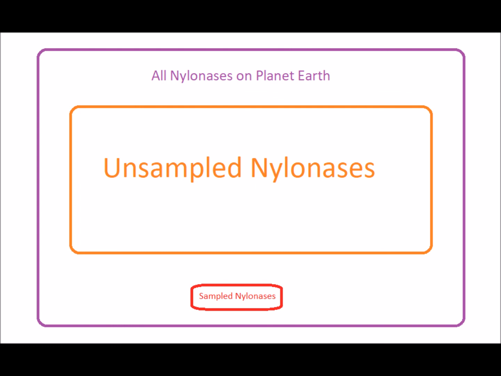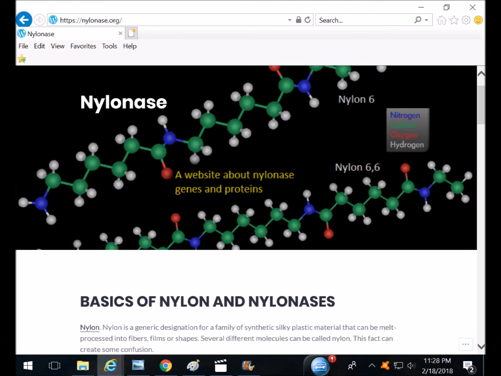And beyond that, this is just a small sample size of all the creatures on the planet. GenBank and these databases contain probably sequences that are sampled from less than 1%, maybe far less than 1% of all the creatures on the planet. So this suggests that there is an immense number of nylonases throughout the biosphere.